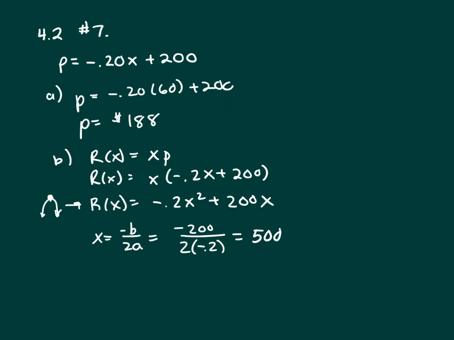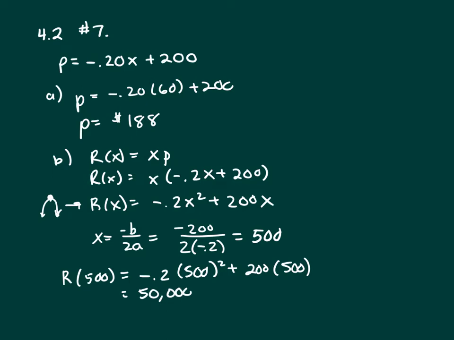That's your quantity. And the maximum revenue, well, what you want to do is take your revenue equation and substitute in 500 for X. And that's negative 0.2 times 500 squared plus 200 times 500. So let me see, 500 squared times a negative 0.2 plus a 200 times a 500, and that's 50,000. So this is your maximum revenue, 50,000, and your number of units was 500.